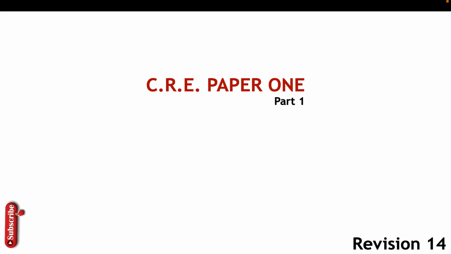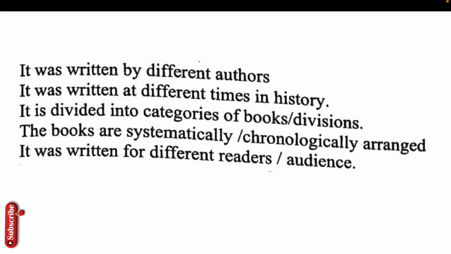Question 1a. Give reasons why the Bible is referred to as a library. 6 marks. It contains many books compiled together, that is 66 books. It was written by different authors. It was written at different times in history. It is divided into categories of books. The books are systematically arranged.